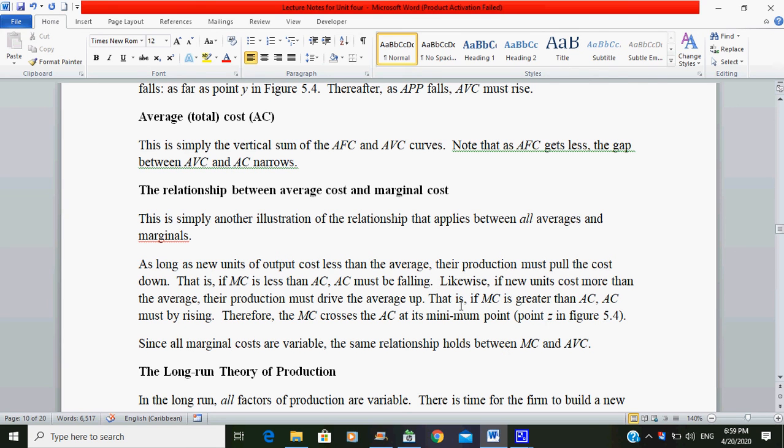If marginal cost is greater than average, cost must be what? Rising. Therefore, the marginal cost crosses the average cost at its minimum point. Again, the marginal cost what? Crosses average cost at its minimum point. Point Z in figure 5.4. Since all marginal costs are variable, the same relationship holds between what? Marginal cost and average fixed cost.